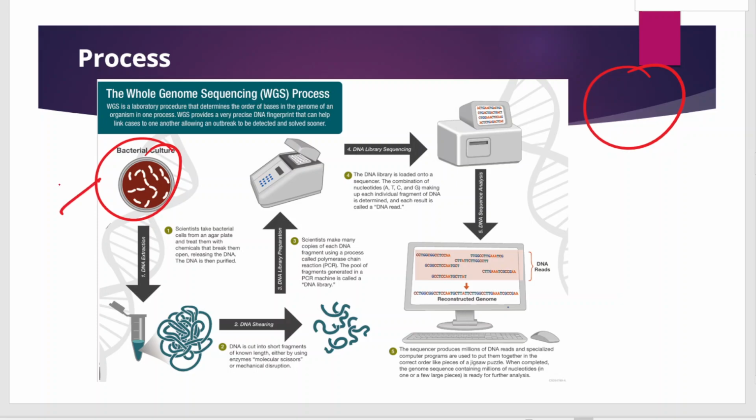Okay, so we will try to take out the DNA of the bacteria, and after that, this is the DNA. After that we will do DNA shearing, and in DNA shearing what occurs is cutting the DNA into fragments, and it is done via molecular scissors, like we have studied about the CRISPR-Cas technique. Okay, these all are molecular scissors.